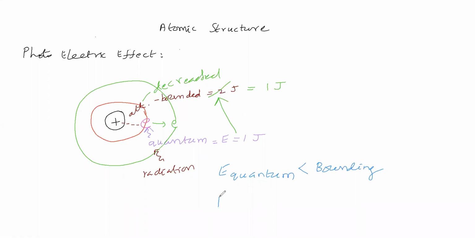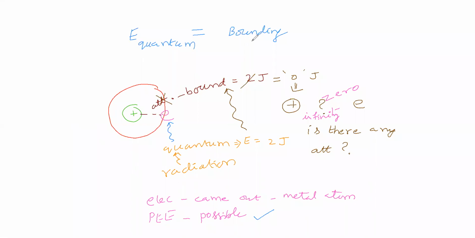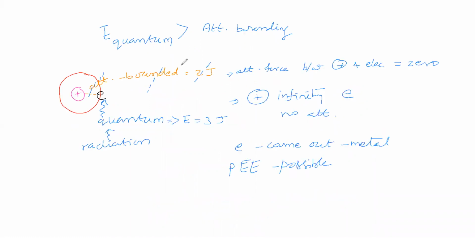Now here, shall we say the photoelectric effect is possible or not possible? Okay, you are saying that the photoelectric effect is not possible. That means when the energy of quantum is less than the bonding force between nucleus and electron, the photoelectric effect is not possible. When the energy of quantum is equal to the bonding force, the photoelectric effect is possible. When the energy of quantum is greater than the bonding force between nucleus and electron, the photoelectric effect is possible.